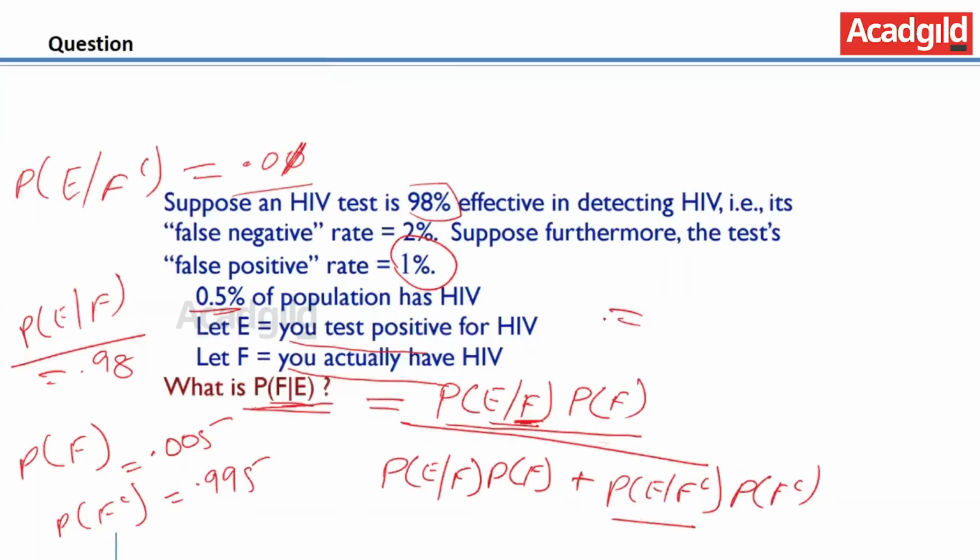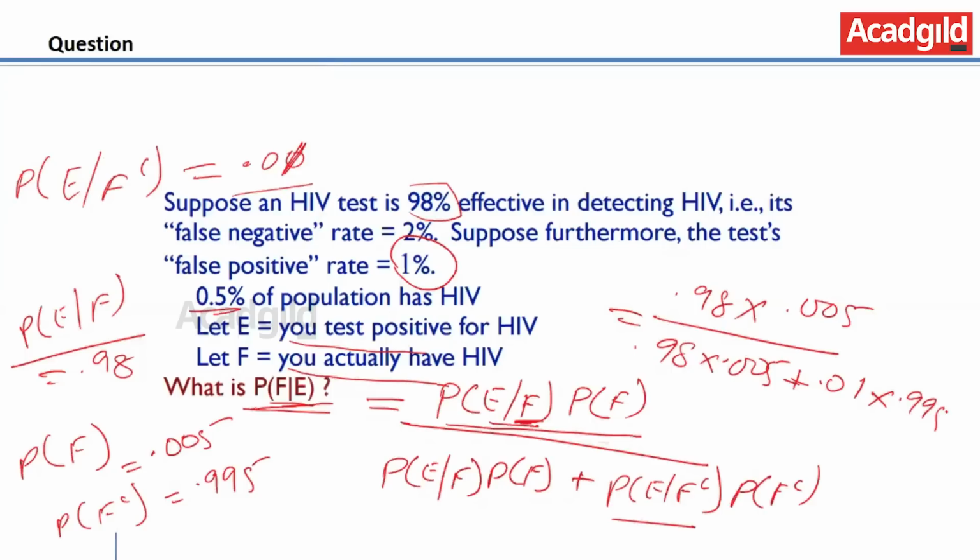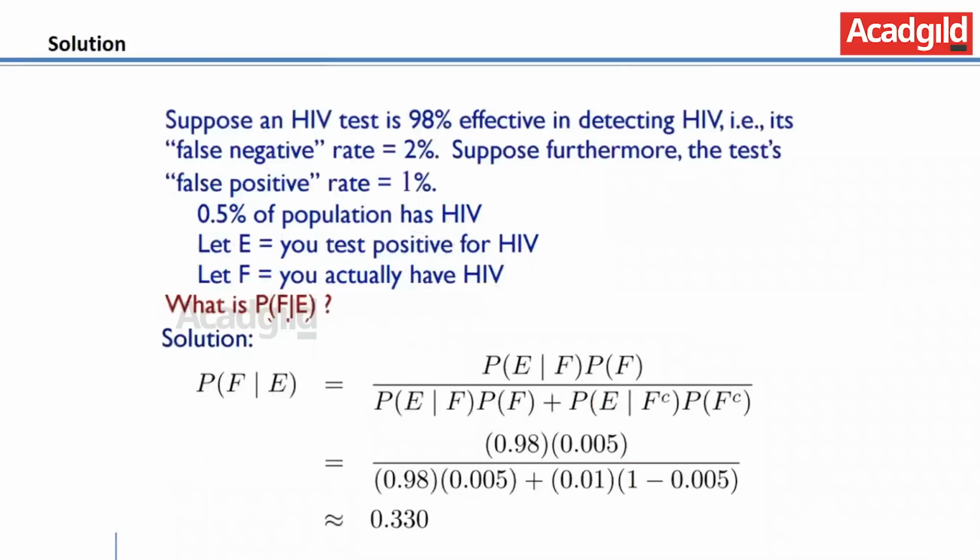Let's put in the values. P(E given F) is 0.98 times P(F) which is 0.005, divided by the same thing plus something more in the denominator, and what is that? That is P(E given F complement), which is 0.01, times P(F complement), 0.995. That's it, as simple as that. You know how much this value comes to? Around 33%, or 0.33 probability.